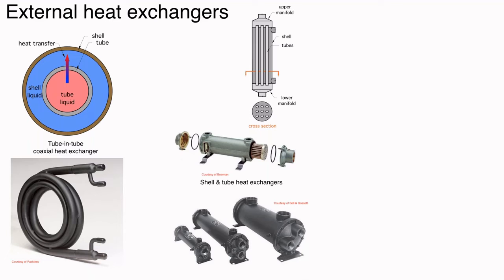The other fluid, if you see these two ports on the side of the shell here, the other fluid comes in and it flows around the outside of the tubes in that space, and then it's collected at the other end of the shell and exits the heat exchanger.